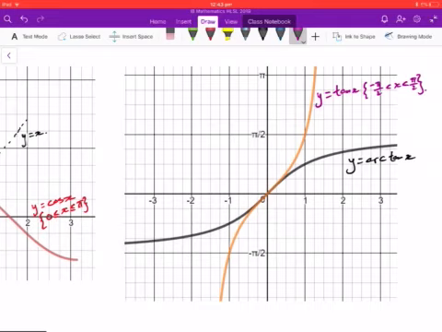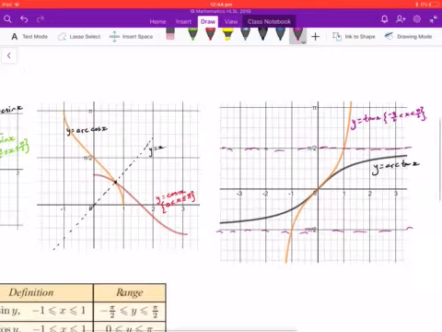Now, I encourage you to go into Desmos and have a look at them and see how you draw them. It's a reflection here. We can appreciate that that's a reflection. The tan x has vertical asymptotes at pi on 2 and minus pi on 2. Arctan has horizontal asymptotes at pi on 2 and minus pi on 2. And that's kind of what we have.